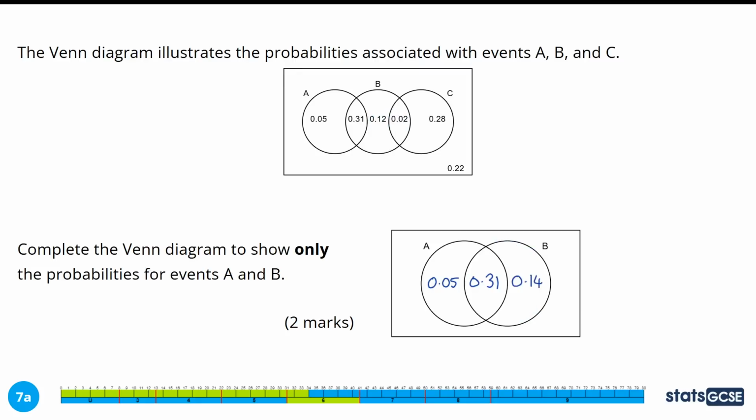0.12 plus 0.02 is going to be 0.14. And finally, we're looking at all of the probabilities that aren't in A or B, so it's both of these ones. So the final part, the bit outside the Venn diagram, is 0.5. Always check that all four of these add up to 1, which they do.